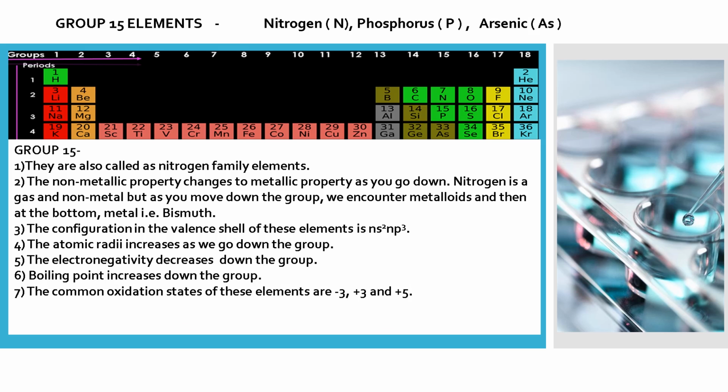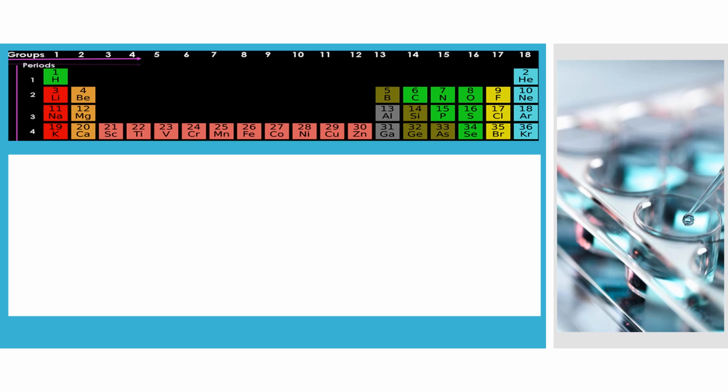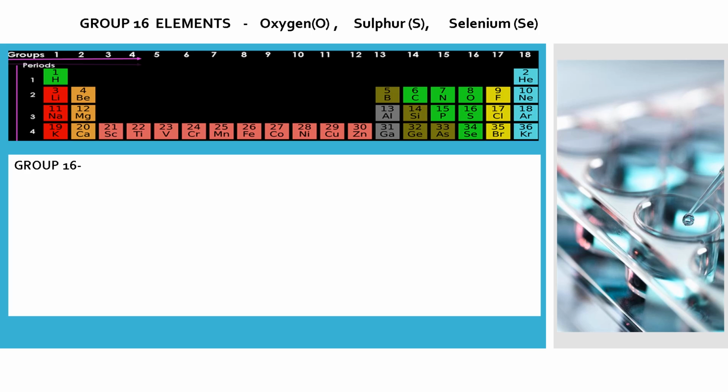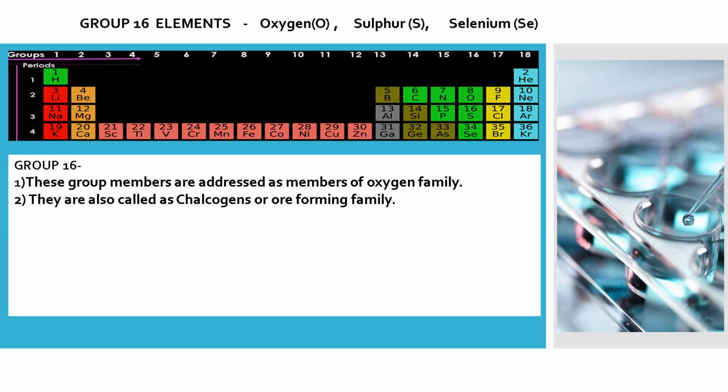Except nitrogen, all the other elements in this group have allotropes. They exhibit different physical variations. Arriving at group 16 elements, it consists of oxygen, sulfur, selenium and so on. These members are addressed as members of the oxygen family, and it is also called the chalcogen family because they are ore forming. Their valence shell has a configuration of ns2 np4, that is 6 valence electrons.